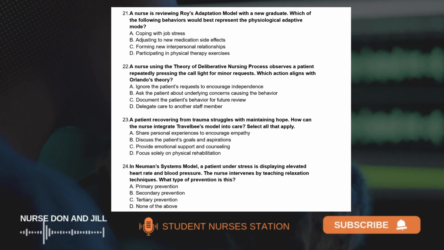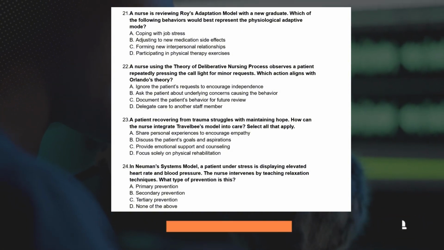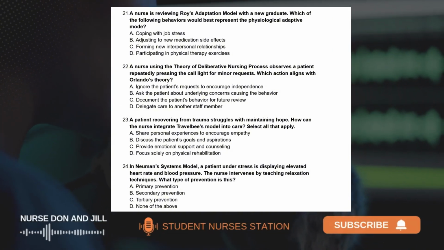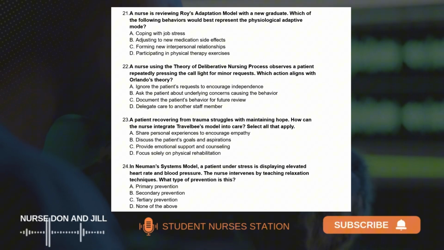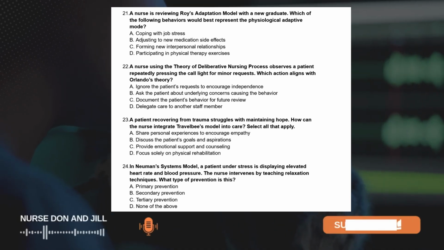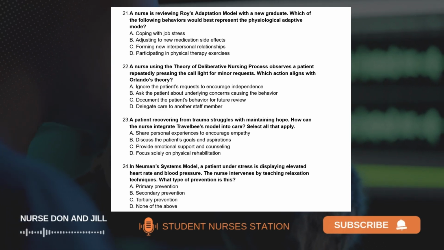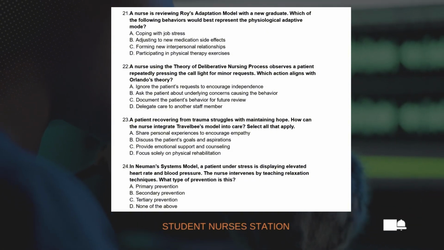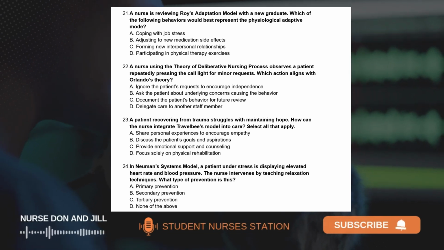That's a great start, Nurse Dawn. But Travelbee's model goes beyond just emotional support. It's also about helping the patient find meaning and purpose, even in the face of trauma. So B, discuss the patient's goals and aspirations. Would that fit with Travelbee's model? Yes. Even though they're going through something difficult, talking about their hopes and dreams can help them focus on the future and see that there's still a path ahead. It's like helping them see that this experience doesn't have to define them. Exactly. Travelbee reminds us that healing takes time, and our role as nurses is to be there with them on that journey, offering support, empathy, and hope every step of the way.